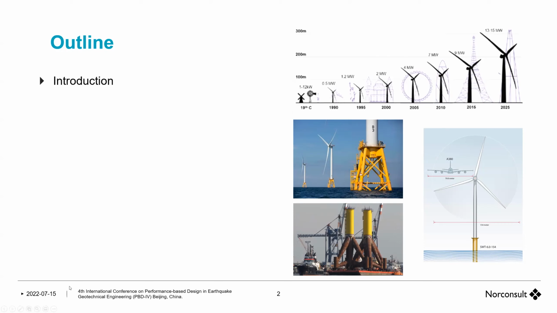This shows the sheer immense size of these structures. The foundations are of very different types: monopile here, and these are jackets. Usually the part just below the tower, shown in yellow, is the transition piece, and the structure comes on top of it.